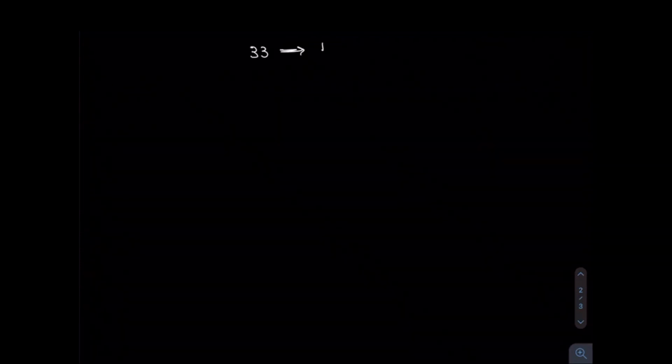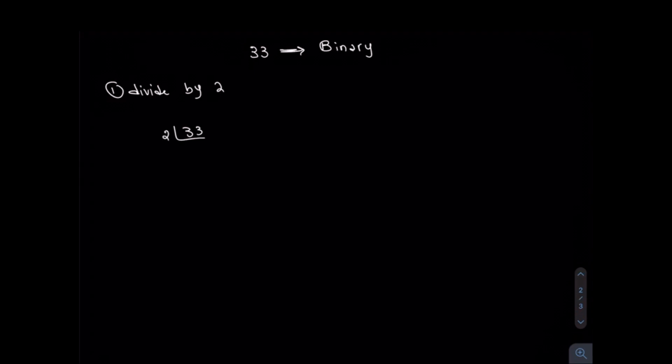Let's have another example. So if we had the number 33 and you want to convert it to binary, let's do it both ways. So the first way is divide by 2. So 33 divided by 2, it will equal 16 with the remainder of 1. Then 16 divided by 2 will equal 8 with the remainder of 0.